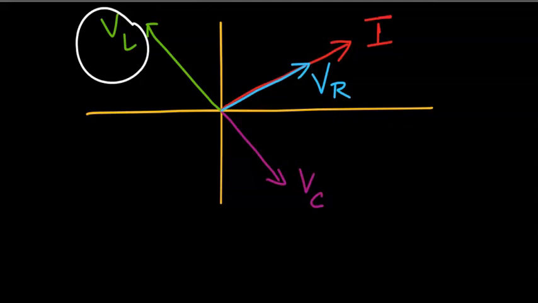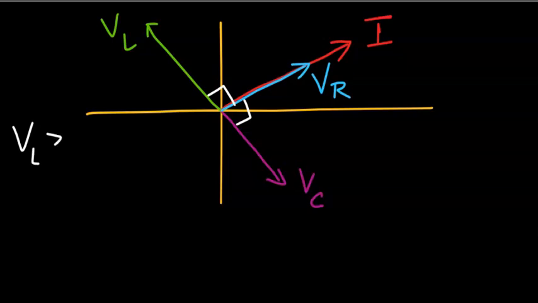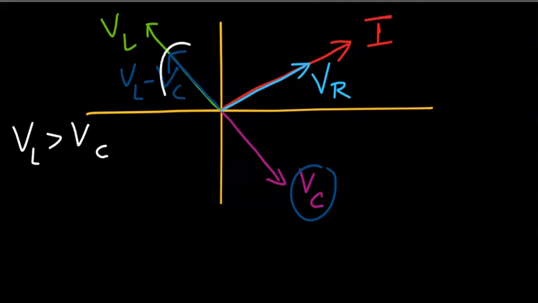So the voltage across the inductor leads the current by 90 degrees, and the voltage across the capacitor lags the current by 90 degrees. Let's assume V sub L is greater than V sub C. Then we can sum these two vectors and represent another vector like that on top of V sub L and call this vector V_L minus V_C. Vector summing this vector and that vector would give you the resultant vector, which we can call capital V, which represents the voltage across that alternating source itself.